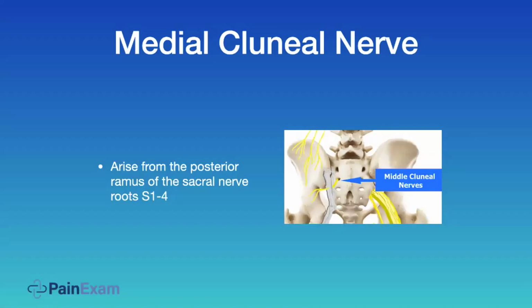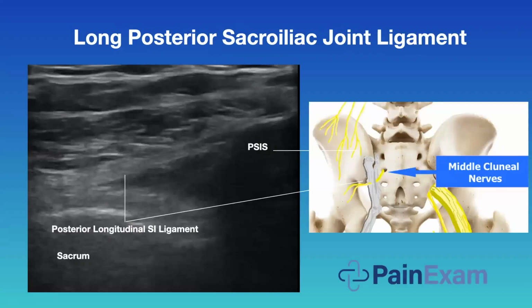Okay, the middle cluneal nerve, I should say middle, not medial, arises from the posterior ramus of sacral nerves S1 through S4. Identify the long posterior sacroiliac joint ligament, PSIS, the sacrum, and the nerve is medial to it, or running through it, I should say. It comes from medial to lateral. It also sends branches over the iliac bone towards the gluteal muscles.